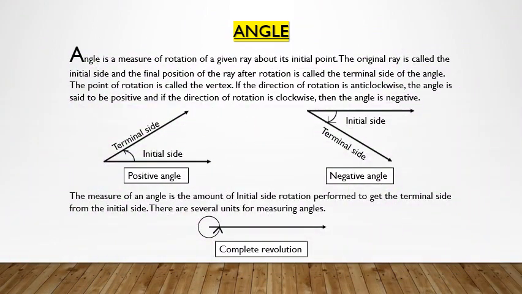Angle is a measure of rotation of a given ray about its initial point. The original ray is called the initial side, and the final position of the ray after rotation is called the terminal side of the angle. The point of rotation is called the vertex. If the direction of rotation is anticlockwise, the angle is said to be positive, and if the direction of rotation is clockwise, then the angle is negative. The measure of an angle is the amount of rotation performed to get the terminal side from the initial side. There are several units for measuring angles.